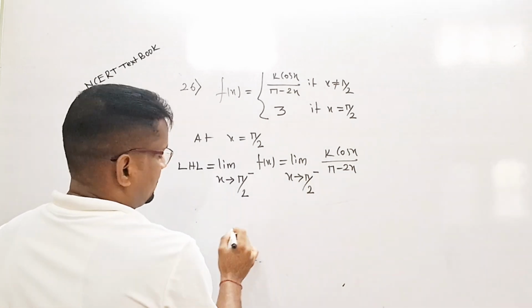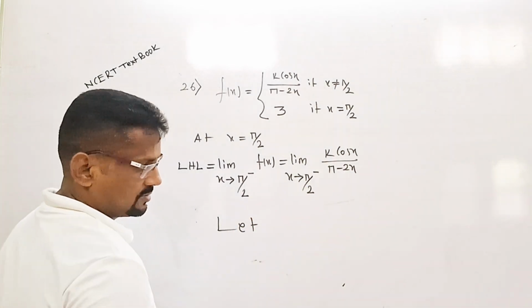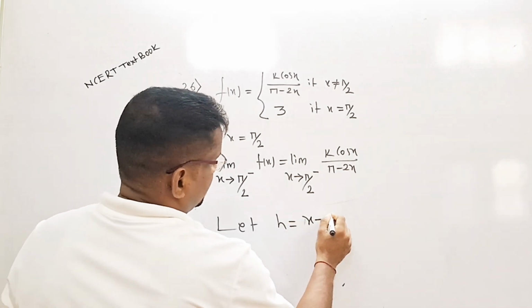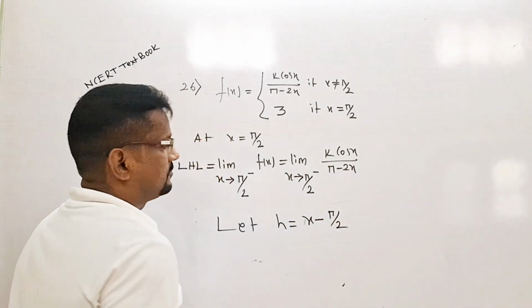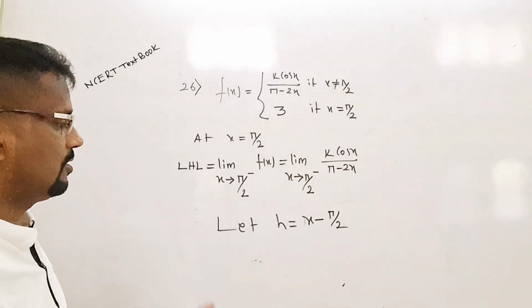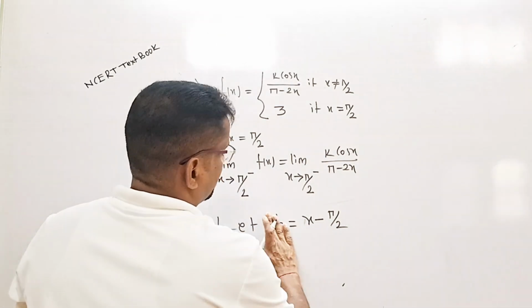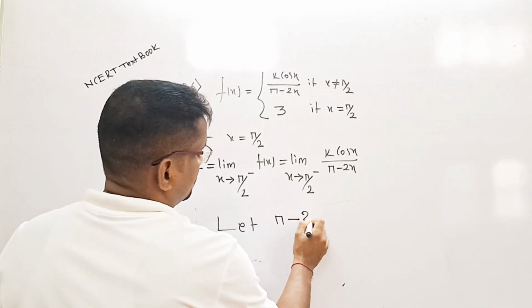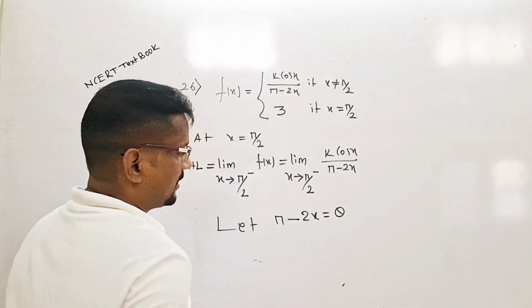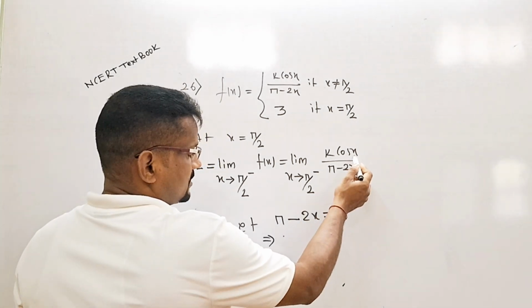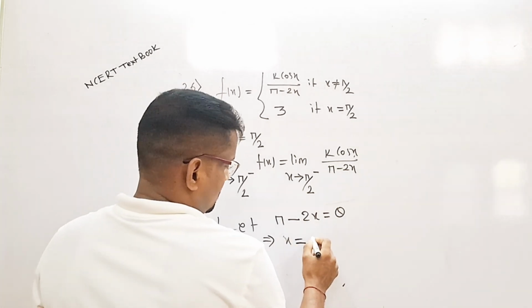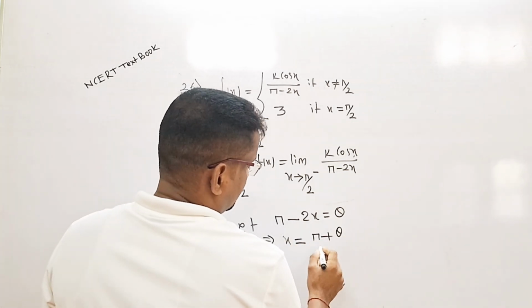See, x tends to pi by 2, so you can use the substitution method. Let us suppose h equals x minus pi by 2. We will assume it this way. Or one thing you can do: say pi minus 2x, directly you can take as theta. Then find the value of x. So let me write directly x equals pi plus theta by what?